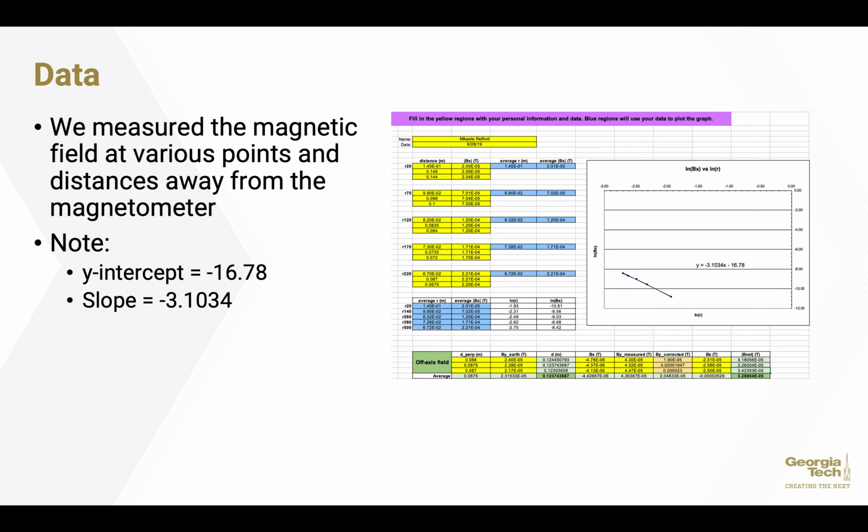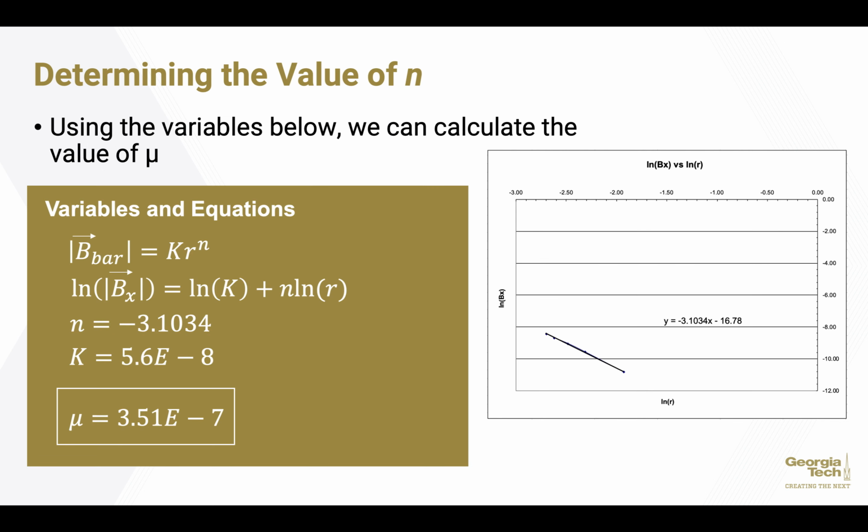A few important values to note from this graph are the y-intercept, which is equal to minus 16.78, and the slope, which is n equals minus 3.103. Using the values we found from our graph and the equations listed below, we can perform some algebra to find that k is equal to 5.6 times 10 to the minus 7. Once we know the value for k, we can solve for mu, which equals 3.5 times 10 to the minus 7.